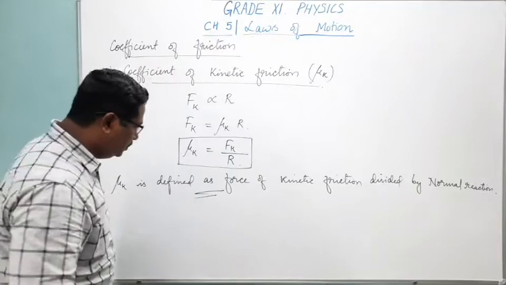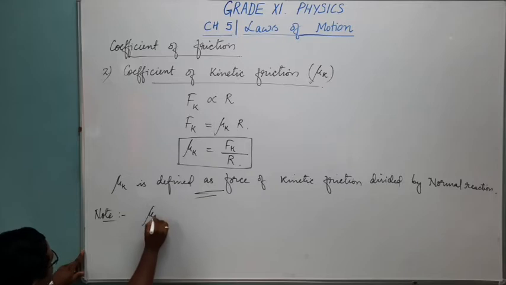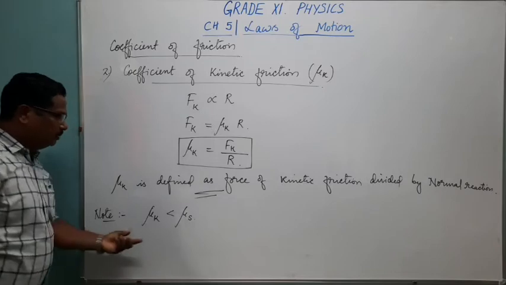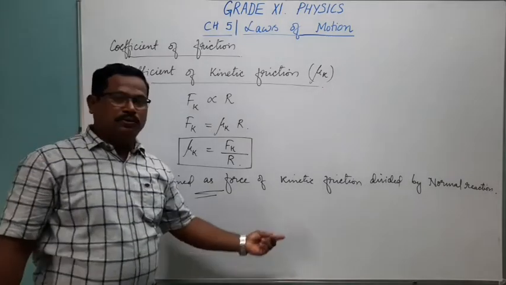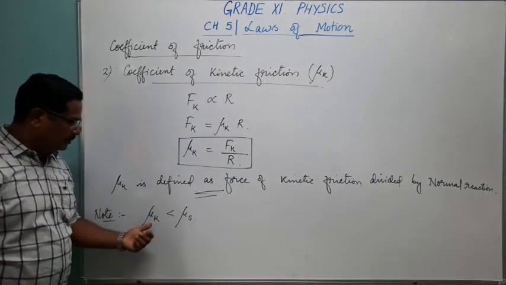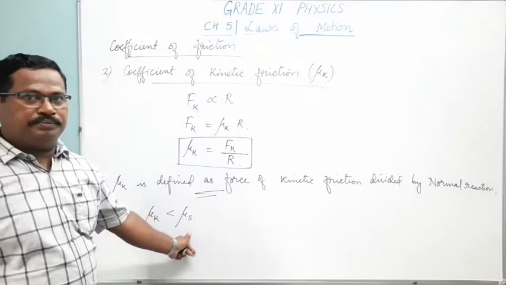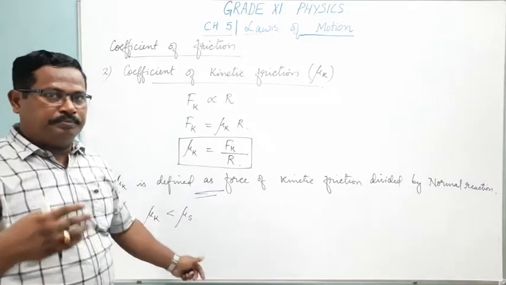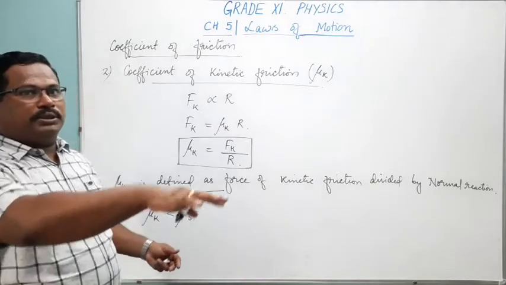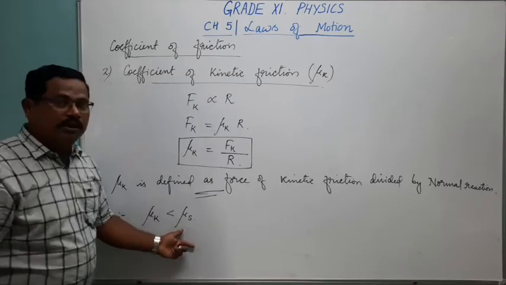Here, one important thing to note is that mu k, the coefficient of kinetic friction, is always less than the coefficient of static friction. This is because once the body starts to move, the force required to make the body move becomes less. To overcome inertia, we have said that initially we have to apply a large force. Once the body starts to move, it moves smoothly, and with less force also it can move. So mu k will always be less than mu s.